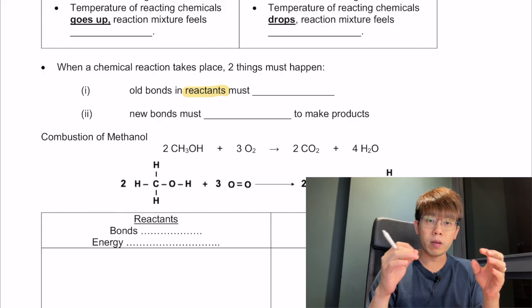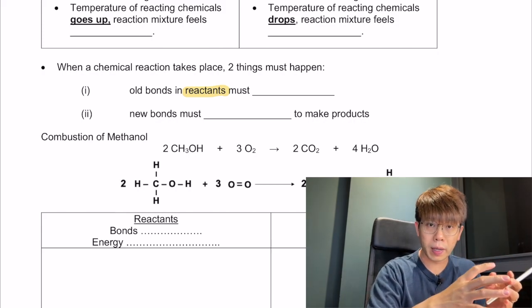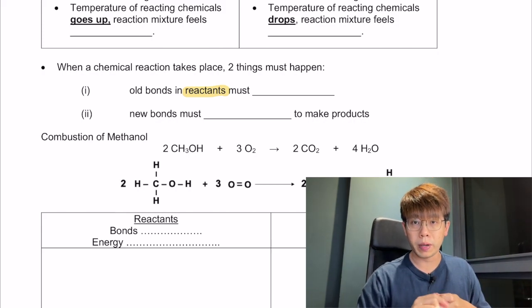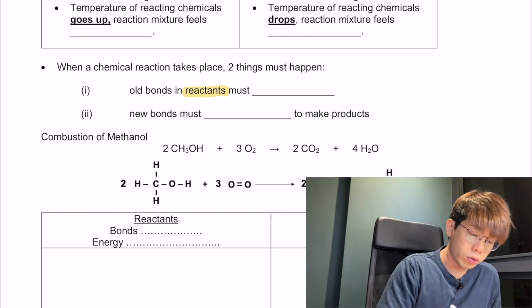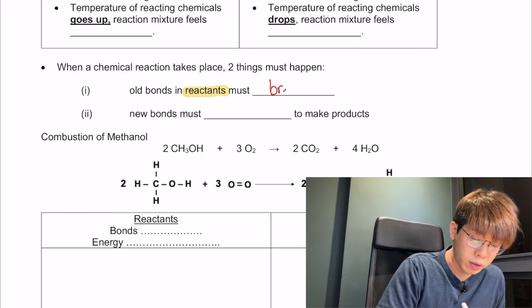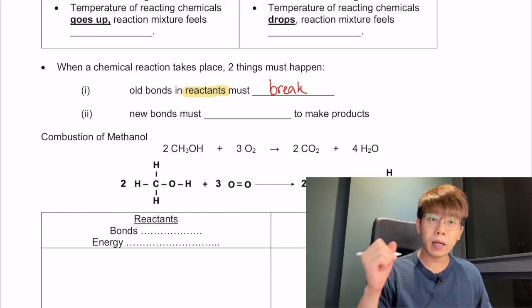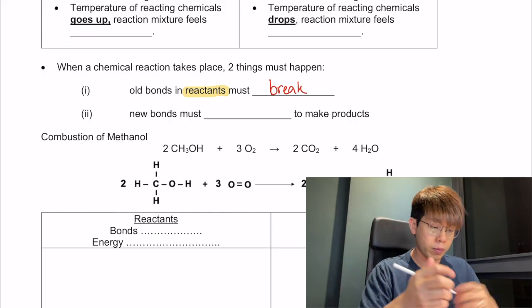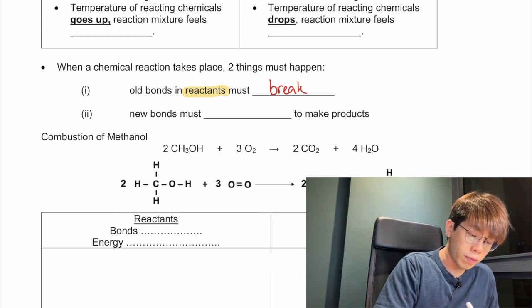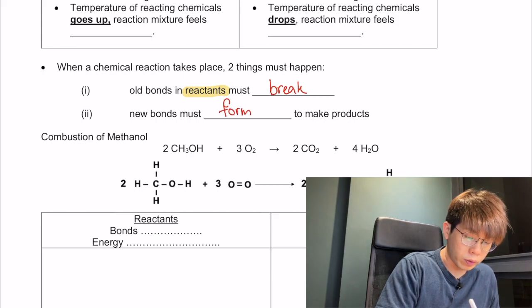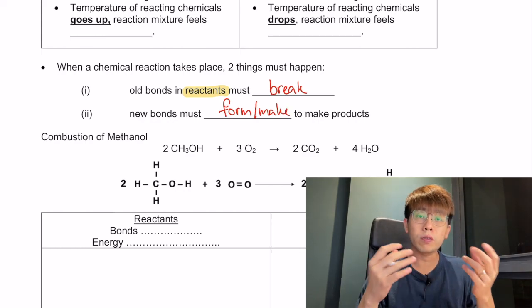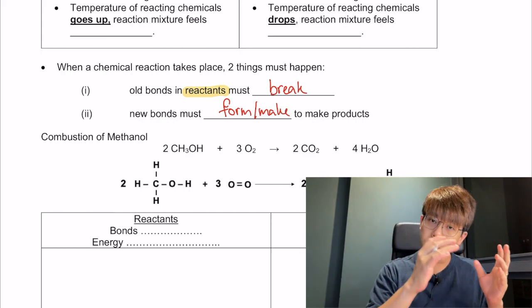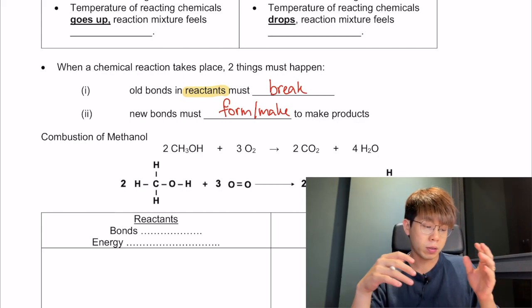So imagine like when you're making Lego, we got the original parts. We must break up the original parts first, right? So the old bonds must first break, and then after you break up the Lego pieces, then you form it back up. So then the new bonds must form, or we can also use the word make. We must make new bonds, or we must form new bonds. So we must first break, and then we must form.